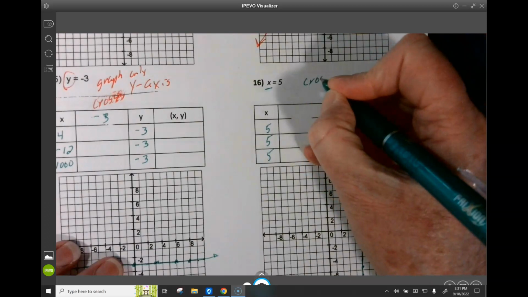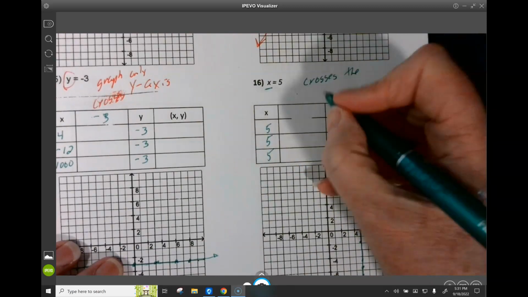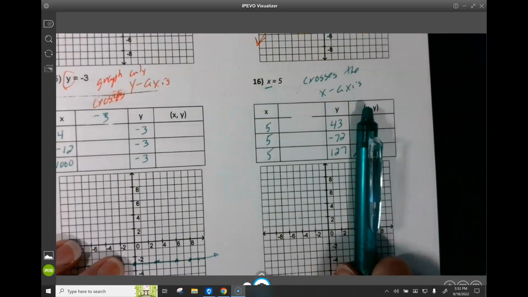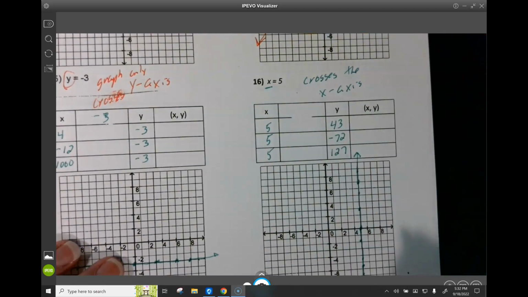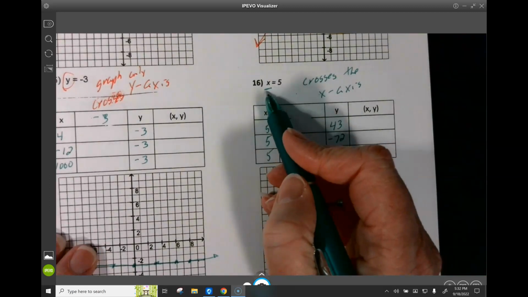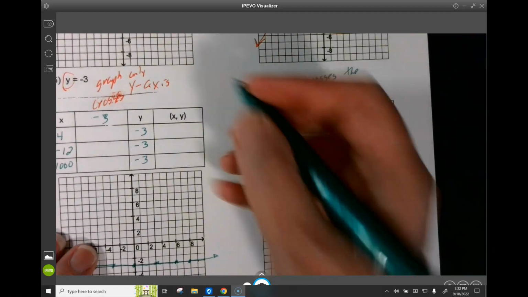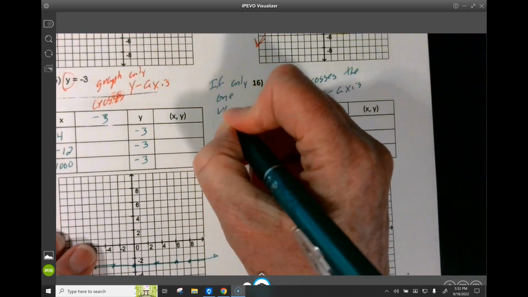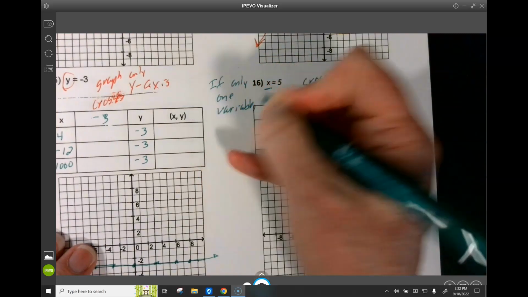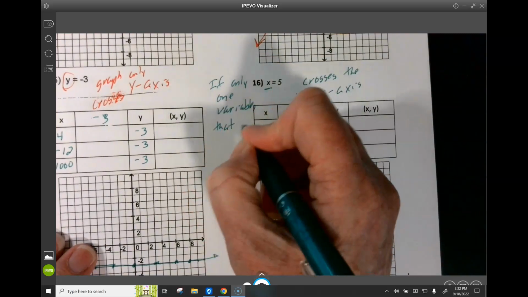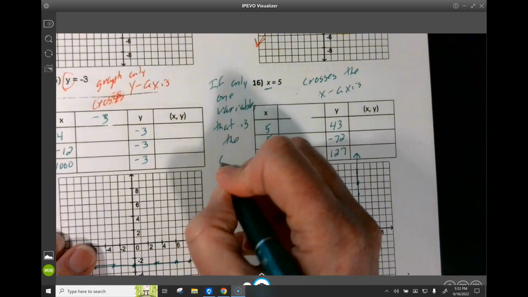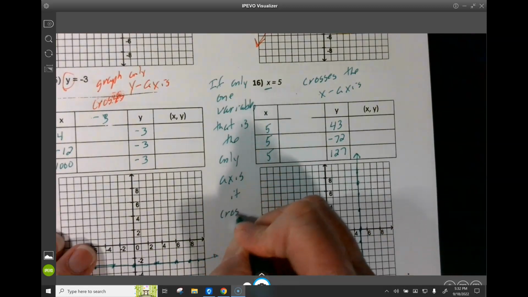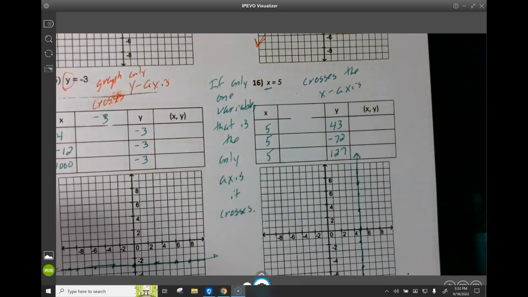So this one crosses the x-axis. So wham, it goes right here. That's my graph. It's going to cross the x-axis. Good. So if there's only one variable, that's the axis it's going to cross. If only one variable, that is the only axis it crosses. Okay? Good.